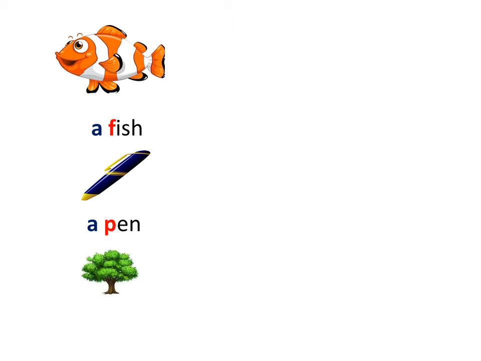For example, fish, it's singular and starts with consonant letter F. So I will say a fish. Second example, pen, it's singular and starts with consonant letter P. So I will say a pen. Third example, tree, it's singular and starts with consonant letter T. So I will say a tree.